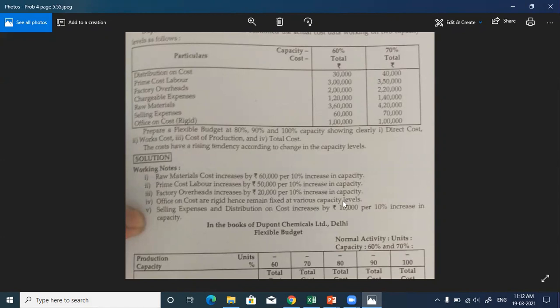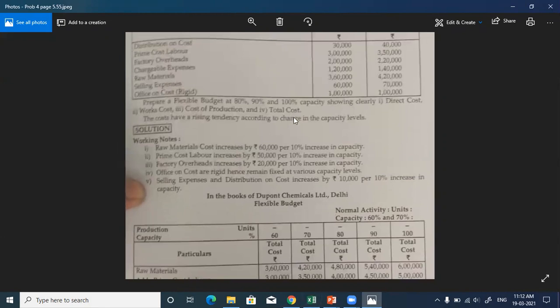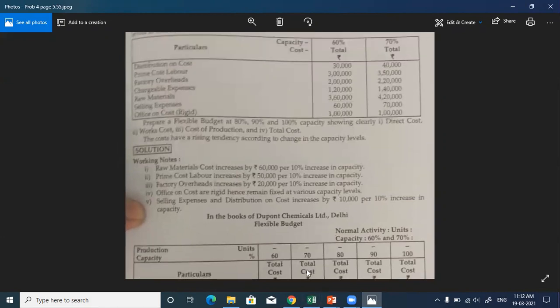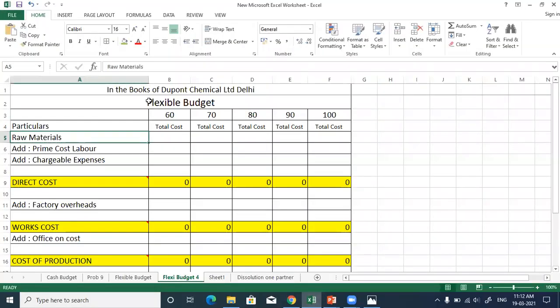So let's start solving this problem on Excel sheet. On Excel sheet, we can solve it, so I'll take it on the Excel sheet. First is your raw material. First, we have to understand the format of this problem. In the books of DuPont Chemical Limited, Delhi, preparing a flexible budget, 60%, 70%, 80%, 90%, 100% capacities.